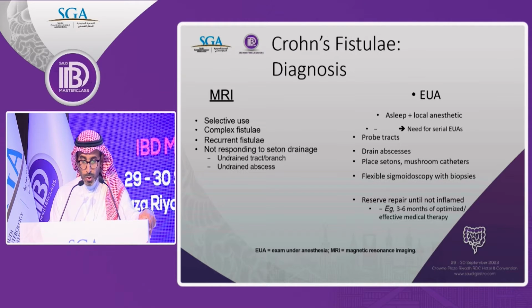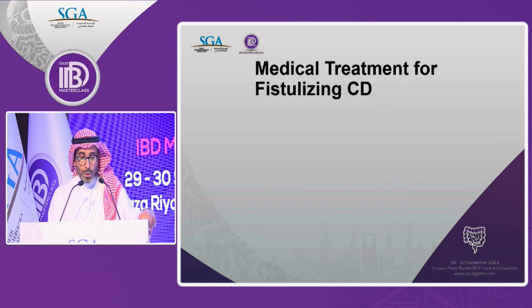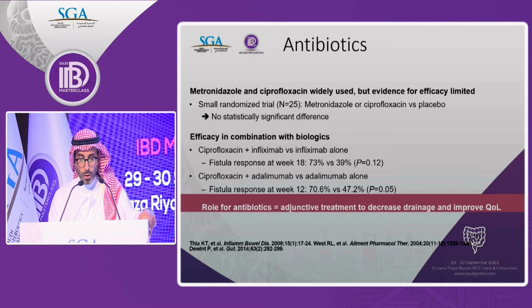So for diagnosis, you diagnose fistulas based on examination, symptoms, and you need imaging evaluation by MRI and examination under GA. So we'll go to the treatment, medical treatment of fistulizing Crohn's disease. We'll go through gradually, moving on from antibiotic to biologic.